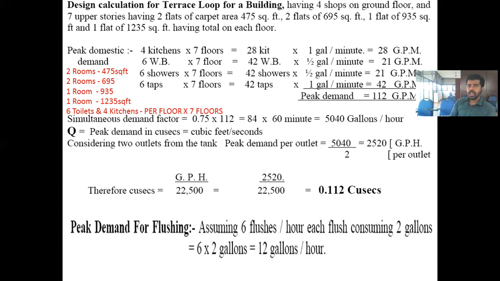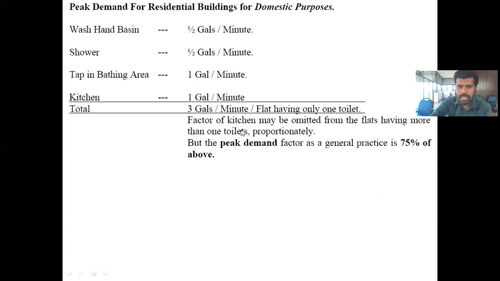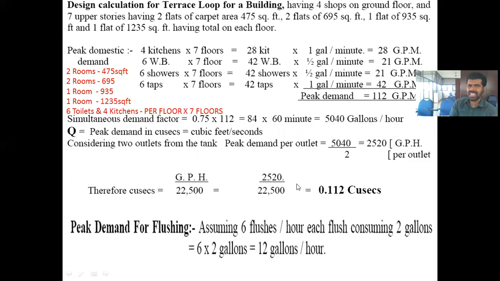So even though 112 gallons per minute is the peak demand, in a practical sense this won't happen. The peak demand won't happen. So there is a factor called the simultaneous demand factor. As a general practice, it is 75% of the above. We are not taking the peak demand because that is not practical. Practical in the sense that it won't come.